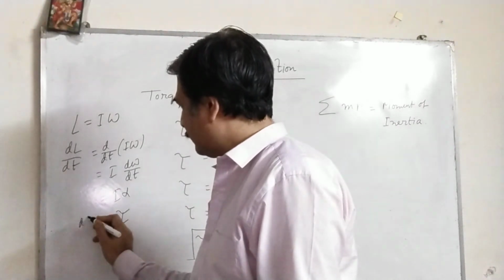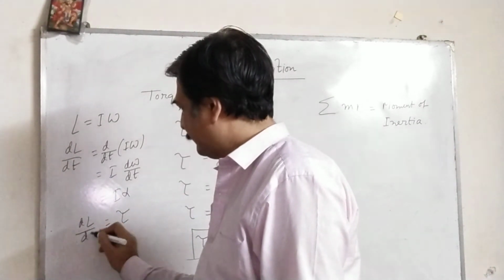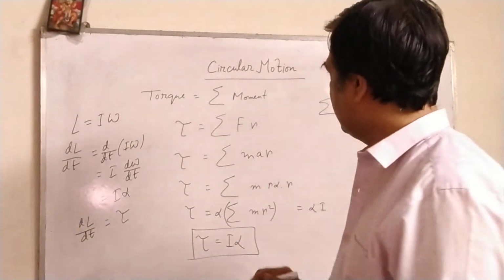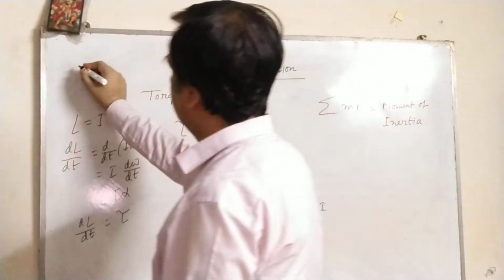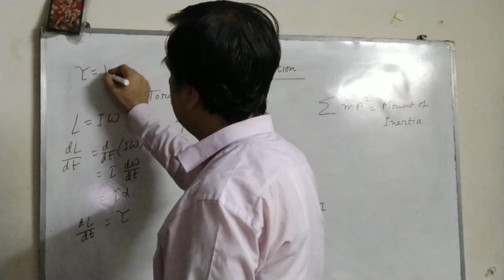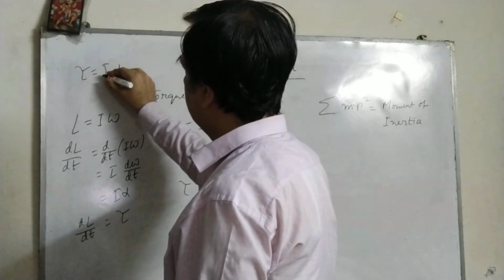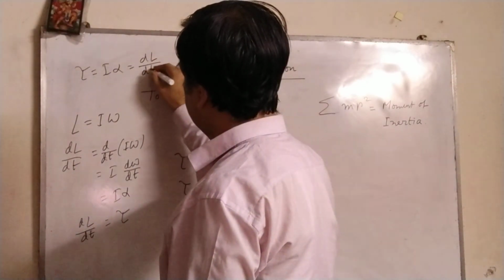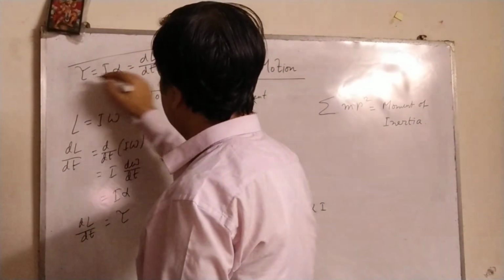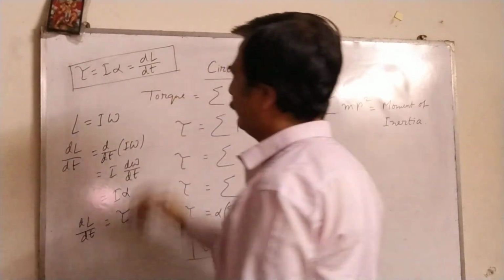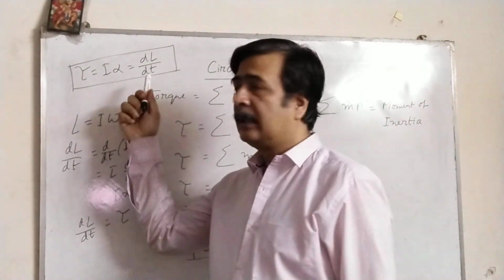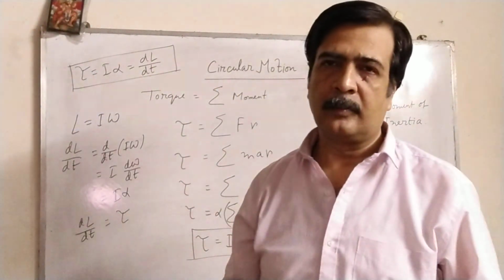So it is also dL/dt. So ultimately I can write here tau is equal to I alpha is equal to dL/dt. So these are the values of tau. Tau is equal to I alpha, and also tau is equal to dL/dt.